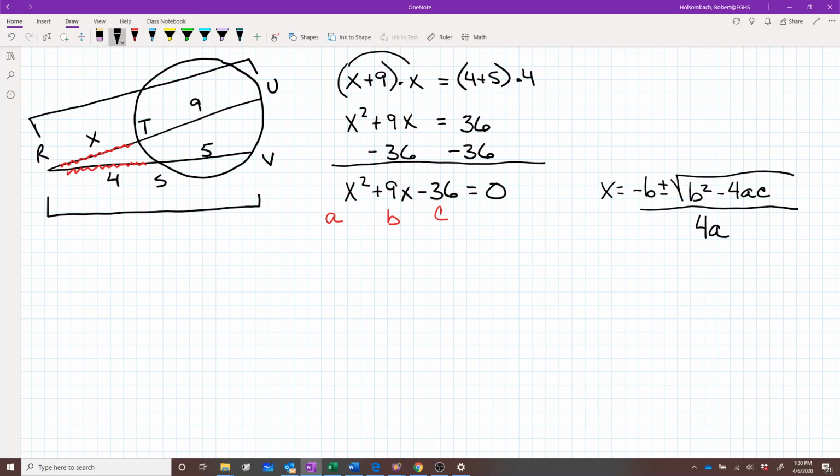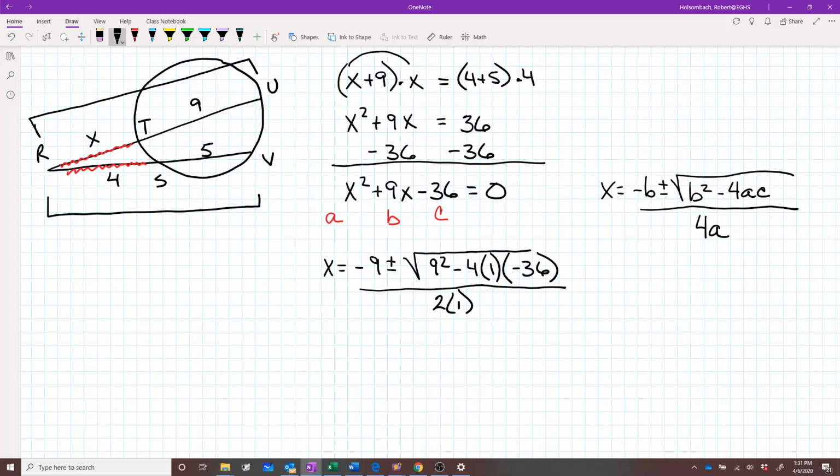So let's do some substitution and solve for x now. So in this case, our x is going to be equal to the opposite of b, so negative 9 plus or minus the square root of our b squared is 9 squared minus 4 times our a value, which is 1, times our c value, which is negative 36. And all of that gets divided by 2 times a, which is 2 times 1. Alright, so we're going to clean this up. Our x is going to be equal to negative 9 plus or minus.